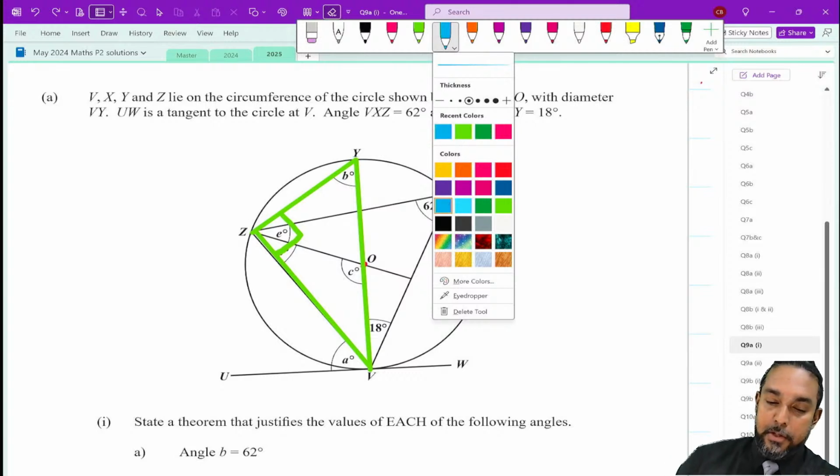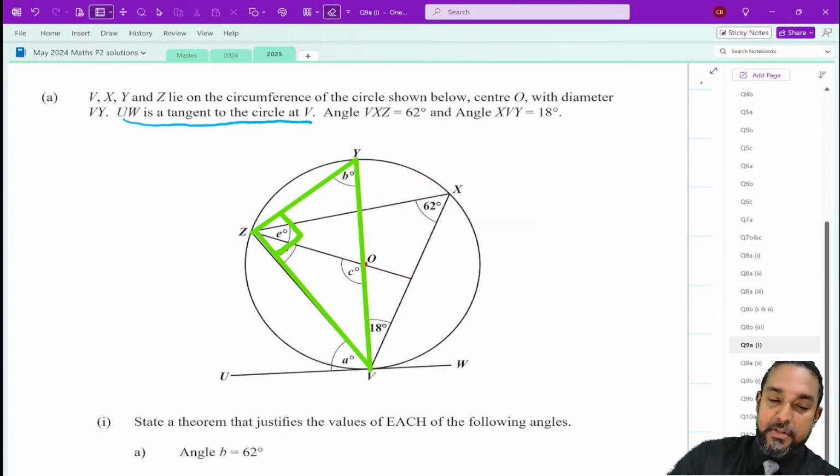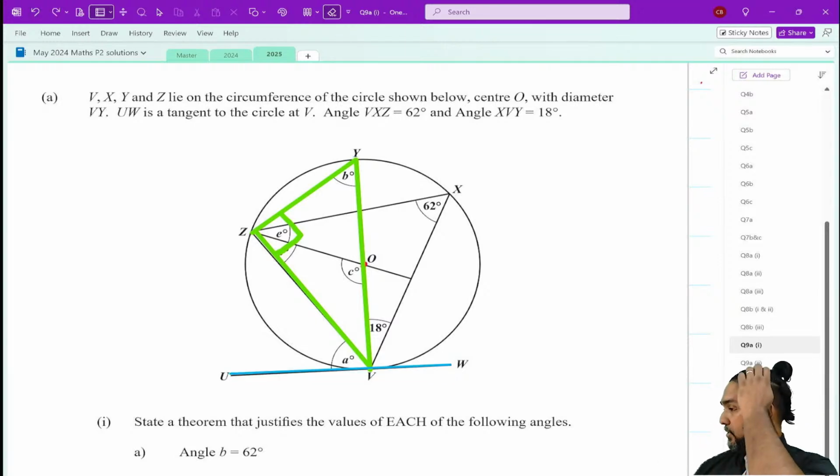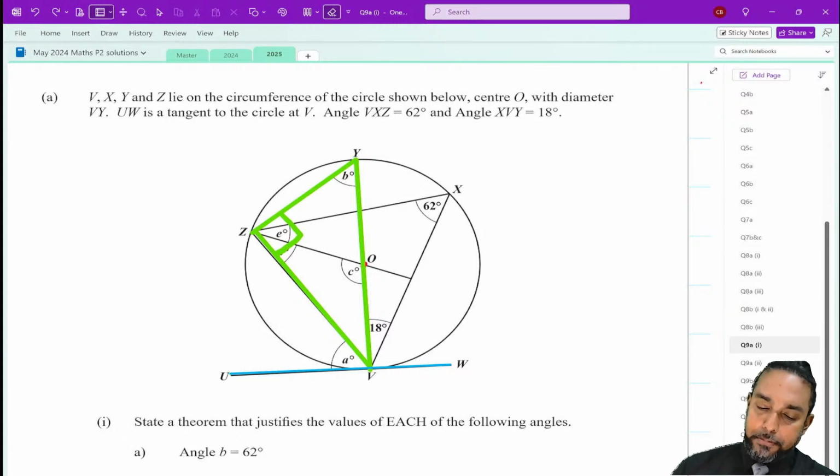Right, that's fine. So it says UW is a tangent to the circle at V. So UW is this blue line down here. Now, a tangent is a line that touches a circle at one and only one point. And we have a couple of rules. So this piece here, OV, is a radius. What's the rule about the angle between a tangent and a radius? It's equal to 90 degrees. So we have a 90 degree on that side and a 90 degree on that side there.